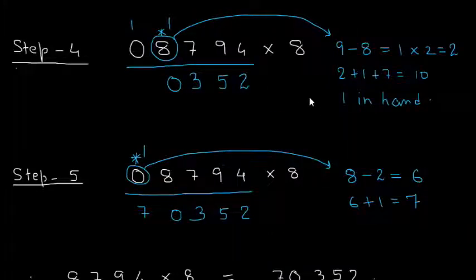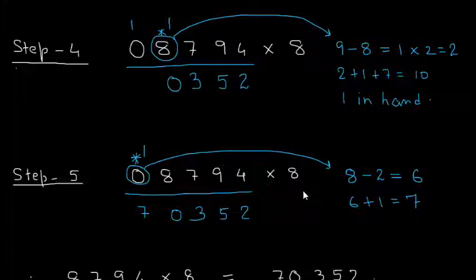So step 4, now we are in number 8. So what we'll do, 9 minus 8, which is 1, and 1's double is 2. So we'll add 2 plus carry plus 7. 7 is the right hand side neighbor of 8. So the next step is the 0, which we have put on our end.